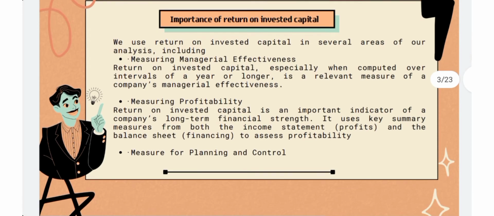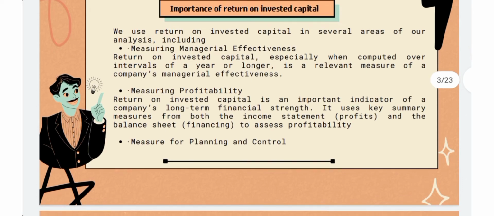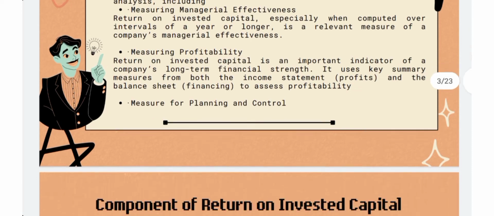And then ROIC can also be used for measuring profitability. Return on invested capital is an important indicator of a company's long-term financial strength. It uses key summary measures from both the income statement profits and the balance sheet financing to assess profitability. And then we can use it for planning and control.